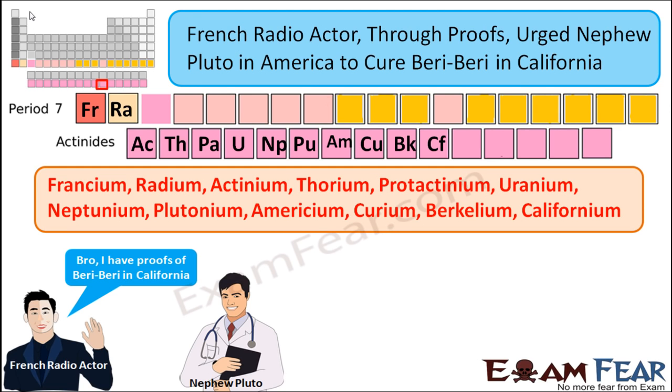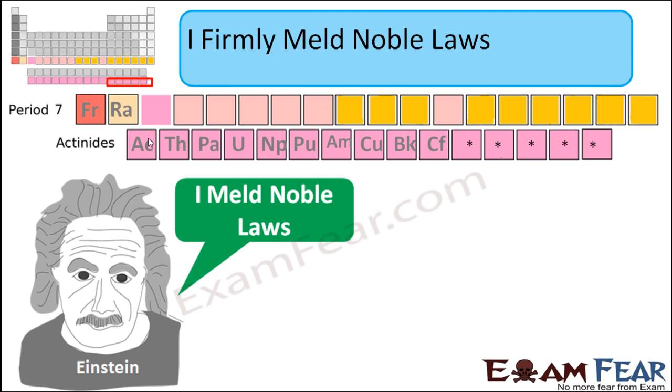So in period 7 as well, we have a total of 32 elements, and inside this period 7, we have the actinide series. So the element actinium marks the beginning of the actinide series. So when actor reminds you of actinium, actinium tells you that the actinide series has begun. Now let's move on to the second half of the actinide series.